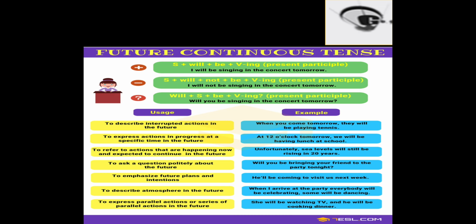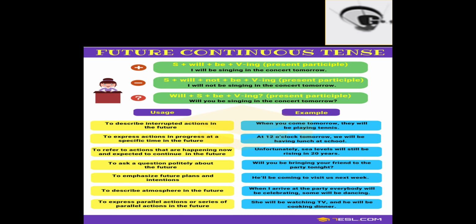Next, it is used to emphasize future plans and intentions. For example, he'll be coming to visit us next week. Next, it is used to describe atmosphere in the future. For example, when I arrive at the party, everybody will be celebrating, some will be dancing.